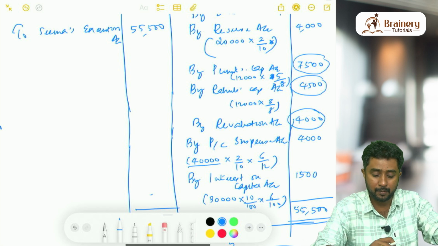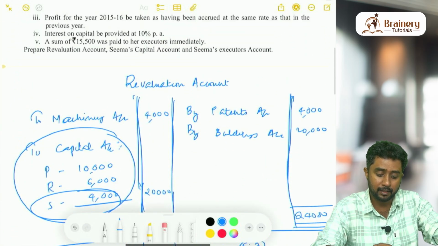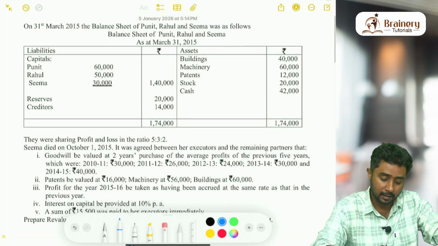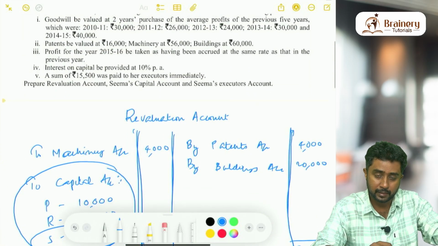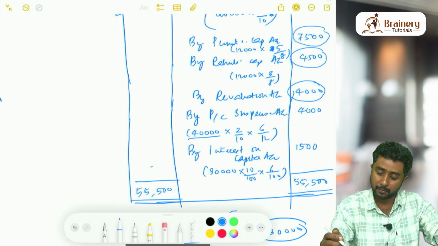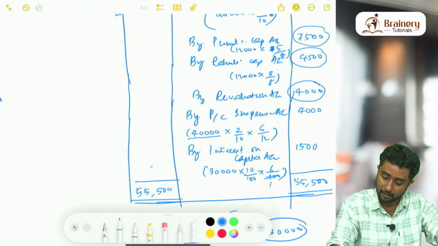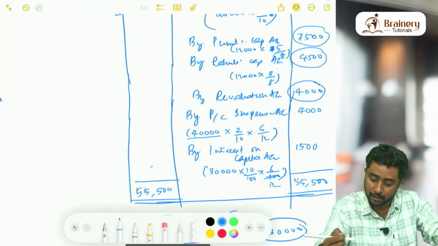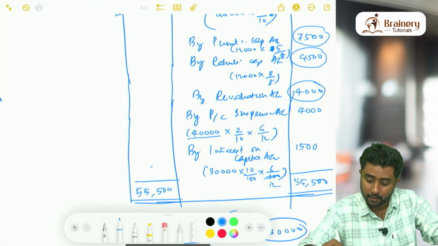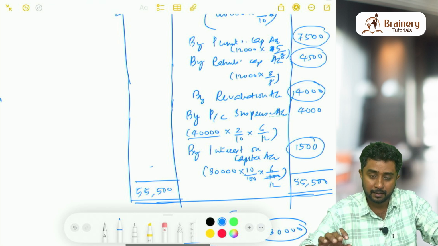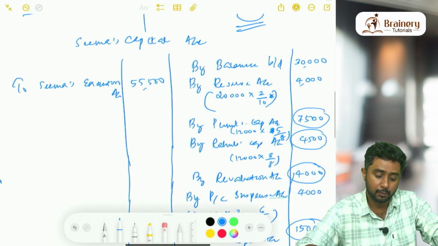Next is interest on capital. Same process. Interest on capital is calculated on the opening capital. The opening capital, which is given in the balance sheet, is 30,000 for CMA. 30,000 into the rate of interest, which was 10%, so 10 by 100 into 6 by 12. I wrote it as 6 by 100, but it is 6 by 12. The calculation is done correctly, but I wrote it wrongly. So you will get 1,500. We recorded it as by interest on capital account. There is nothing to be recorded on the debit side.